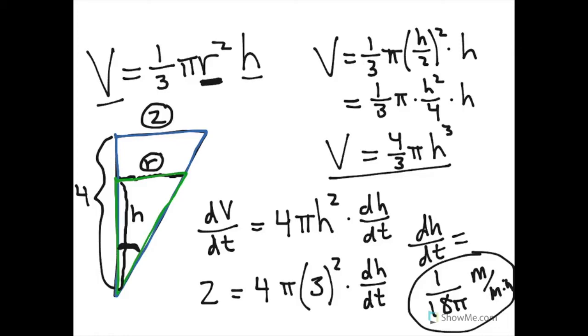All right, this one's a little bit more complicated because we had to do a substitution in here, but I hope that helps show another example of a circular cone. Let's take a look at one last example to close up our examples from related rates.